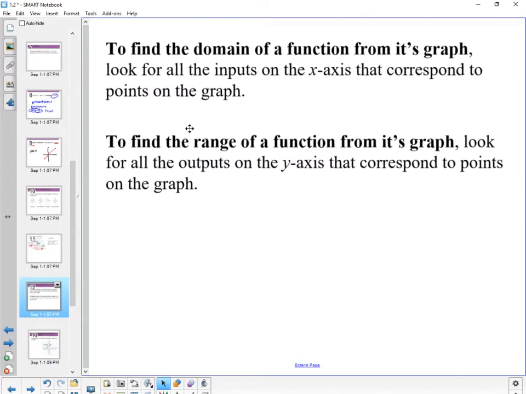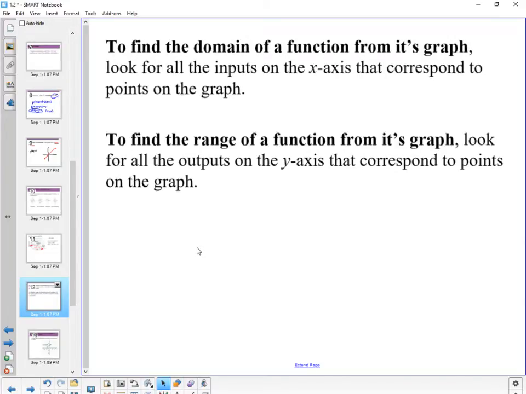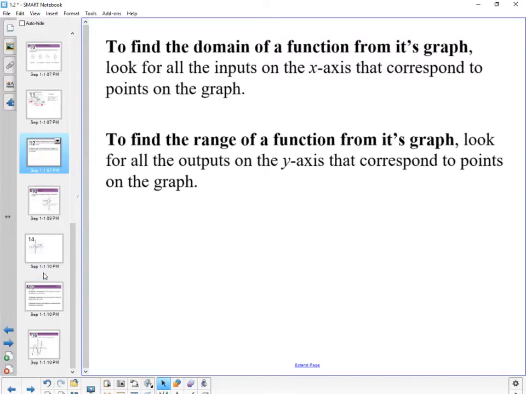There we go. This is good stuff. Find the domain and range of a function from its graph. Remember, domain is simply what values of x we're taking on. The range is all the values of y that we're taking on, okay? So let's do that real quick, yeah?